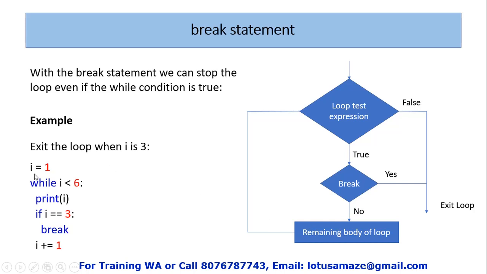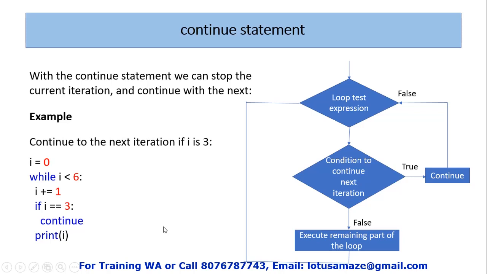For example, here i is equal to 1, starting from 1, if i's value is less than 6, it will print i. As soon as we get value 3, it will come out of the loop. It means it will print till 2 only, right? Otherwise, as soon as we get 3, it will come out of the loop. Break is helpful to come out of the loop. Similarly, next is continue. With the continue statement, we can stop the current iteration only, and continue with the next iteration.